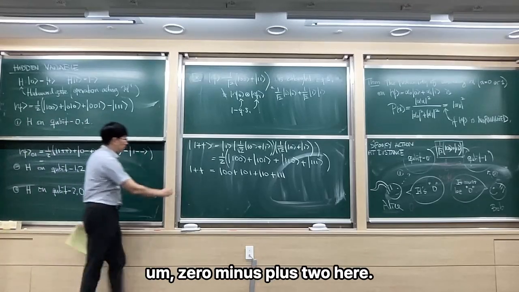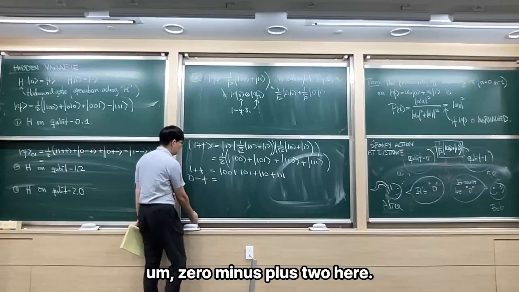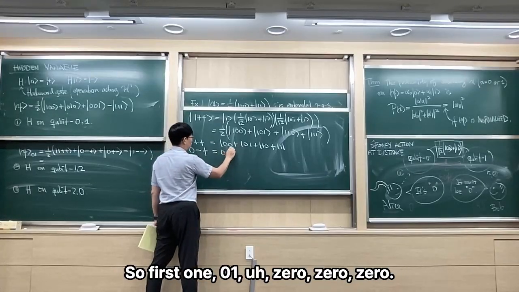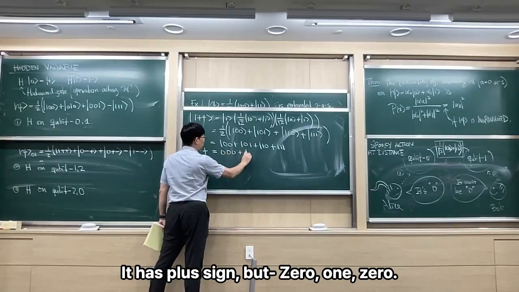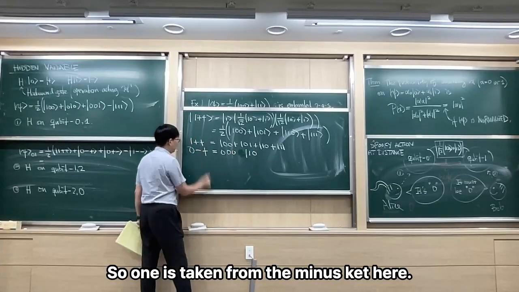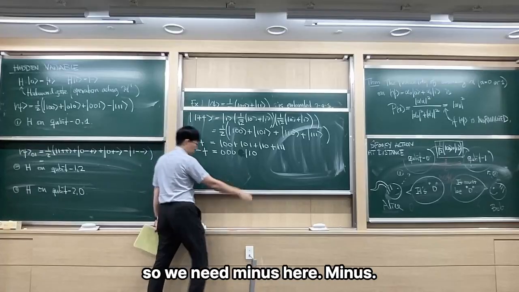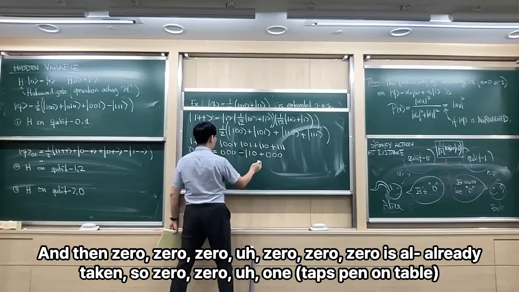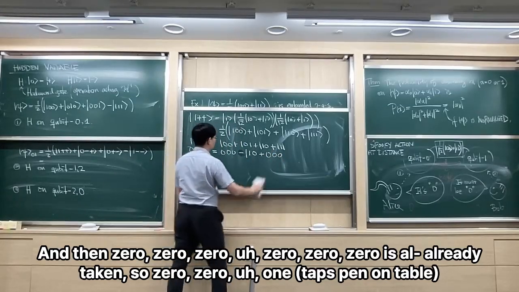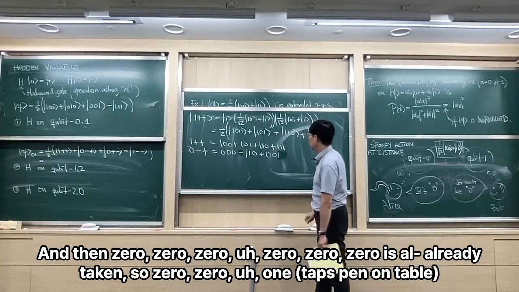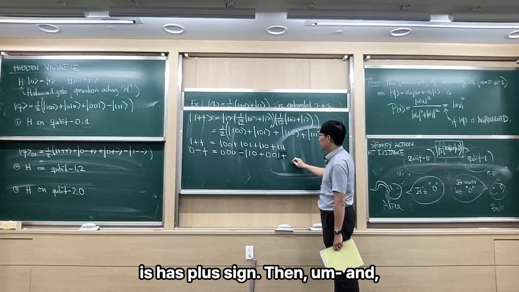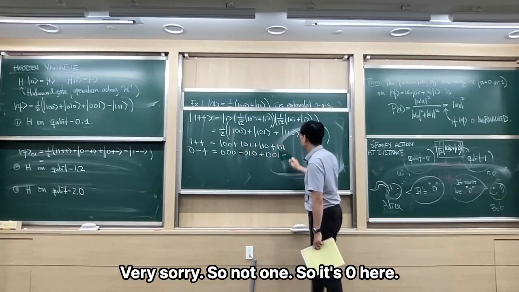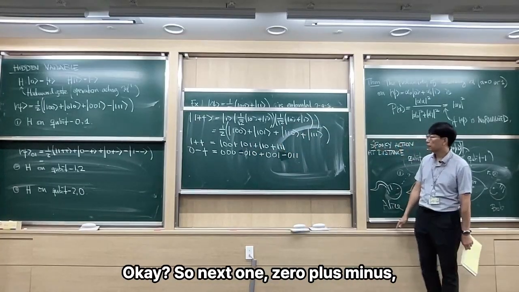Then how about 0, 0 minus plus? Here, remember that minus has a minus sign on the 1 ket, so I have to be careful. The first one, 000, has a plus sign. But for 010, the 1 is taken from the minus ket here, so it has a negative sign. So we need a minus here. Then 000 is already taken. So 001 has a plus sign. And another one is minus, very sorry, so not 1, it's 0 here. 011 has a minus sign here. Okay.